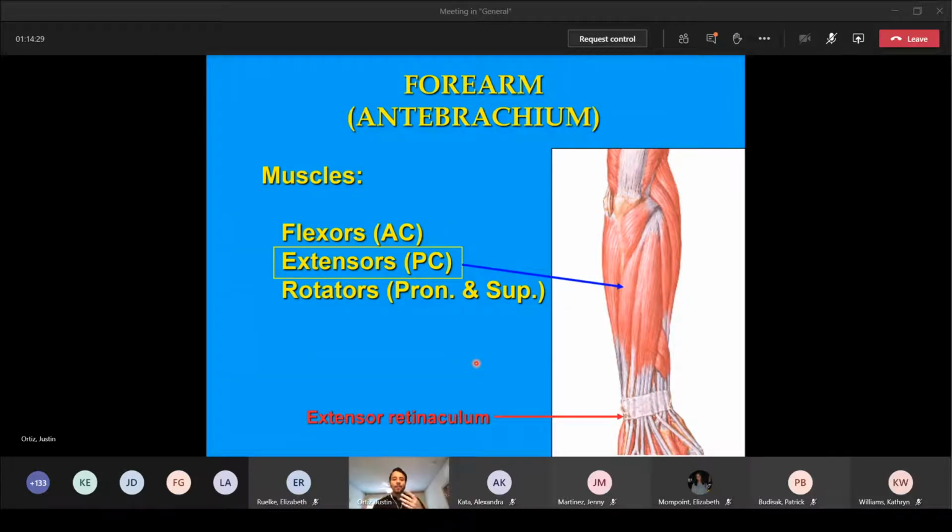And I am going to say a couple of things to help you remember them because there are a lot of extensors. There were 8 anterior forearm muscles and there's actually going to be 12 extensors. So we'll be going through the extensors as well, or 12 posterior compartment, right?